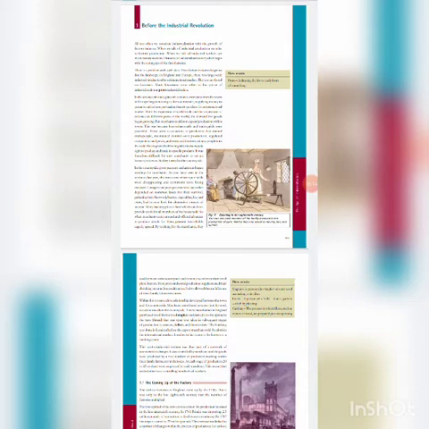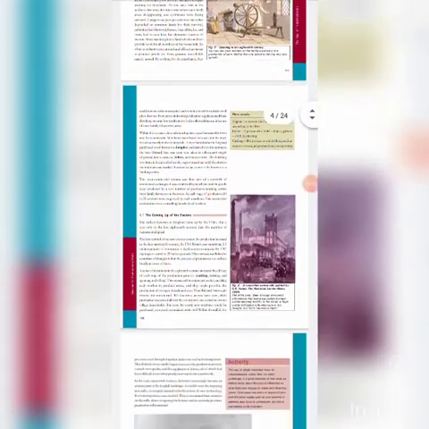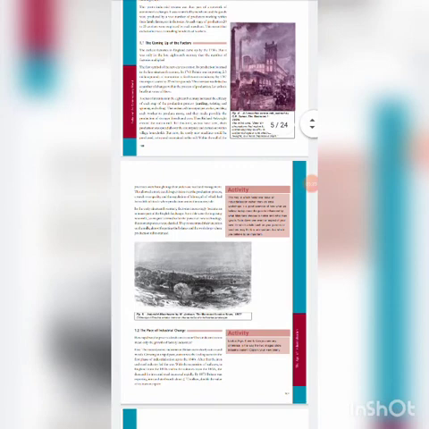Now about the coming up of the factory. Early factories in England came up by the 1730s. The first symbol of a new era was the cotton mill. Many factories sprang up in England. A series of inventions took place in the form of carding, twisting, spinning, and rolling.